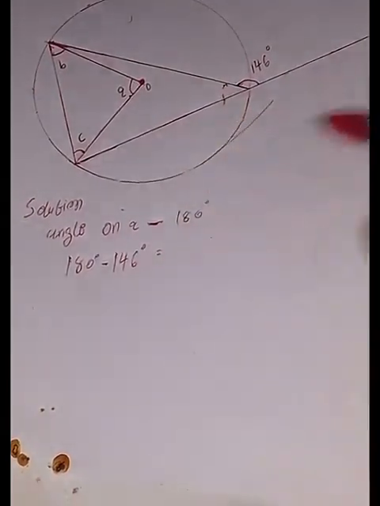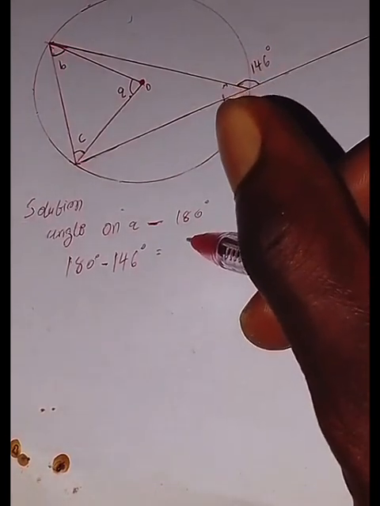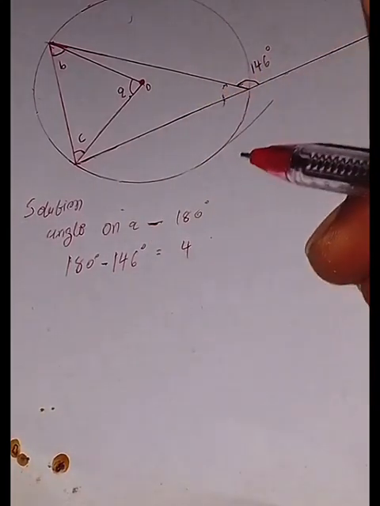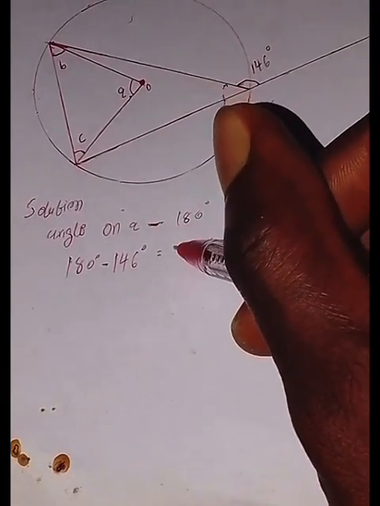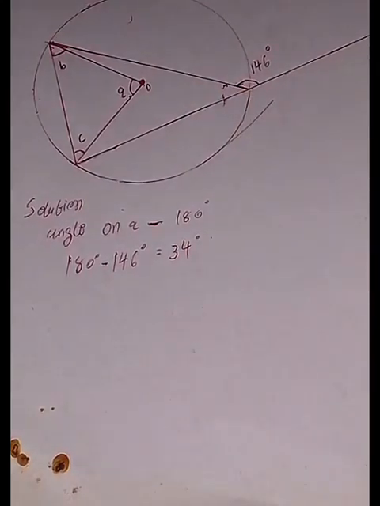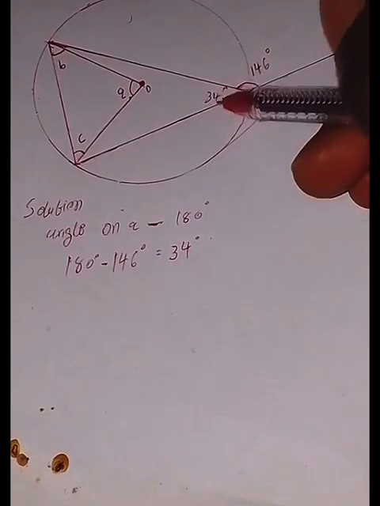180 degrees minus 146 degrees should give us what? That should be, so that's 34 degrees. Yes, that should be 34 degrees. So we have gotten this part to be 34 degrees.